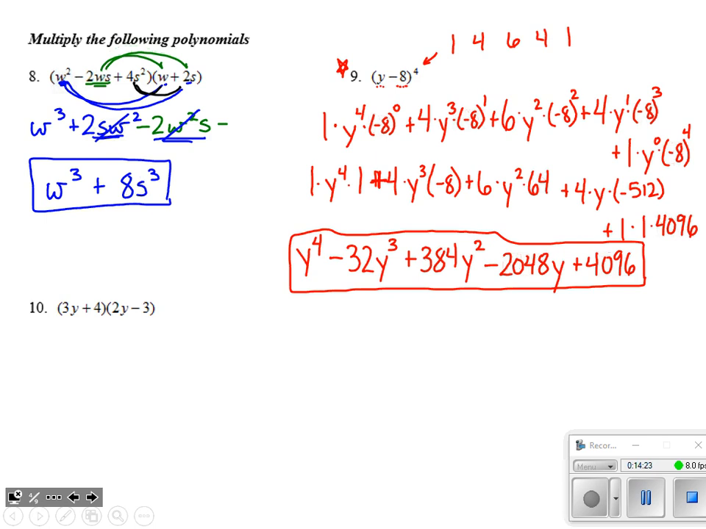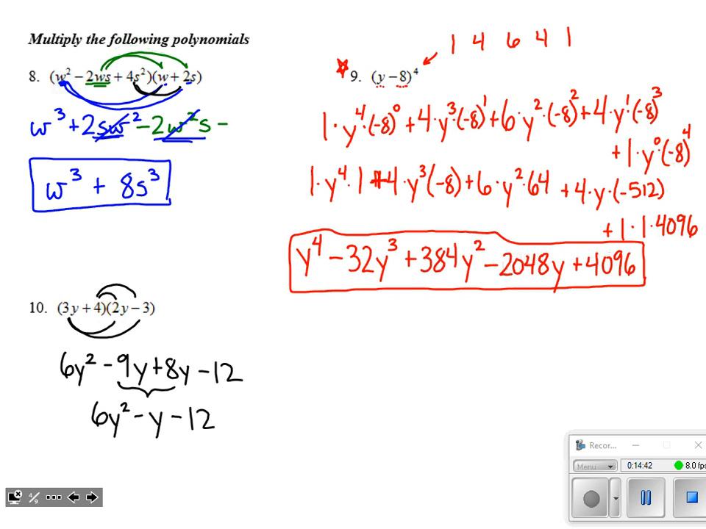And lastly, in this section, we're multiplying just using the FOIL method. 6y squared minus 9y for my first outside. Inside is plus 8y, last times last, minus 12. 6y squared minus 1y when I combine the like terms in the middle, minus 12. That has been multiplied.